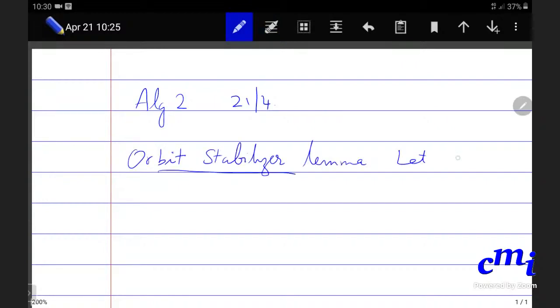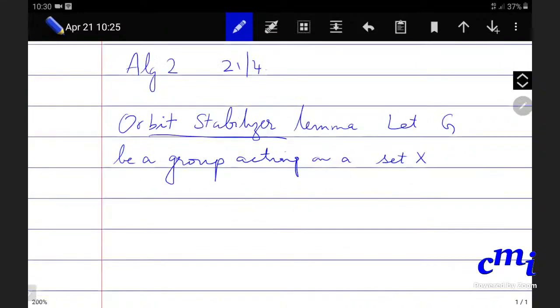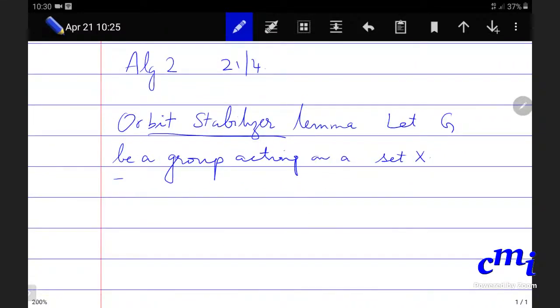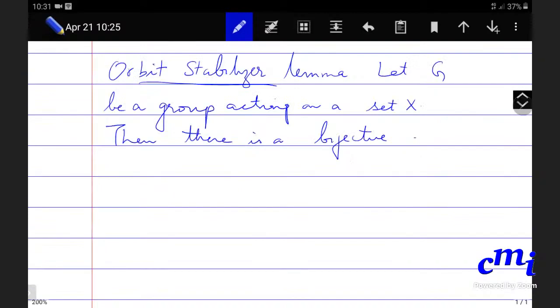So let G be a group acting on a set X. Then there is a bijective function epsilon.